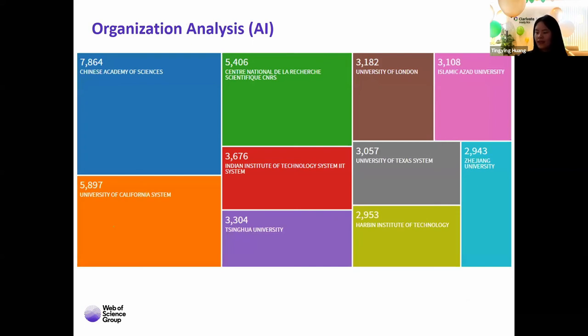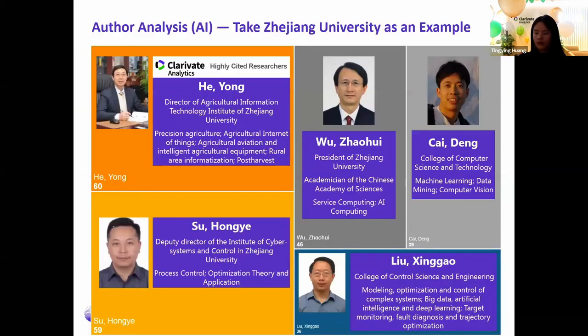Using the organization analysis, we can find the most productive organizations in the AI and deep learning areas. Just take Zhejiang University as an example to do further author analysis here. We can see the representative researchers of Zhejiang University in AI areas. It is quite interesting that the most productive researcher, Professor He, comes from an Agricultural Information Technology institution, and his research focuses on intelligent agriculture. He can be considered a good example of interdisciplinary research, and he contributes most of the papers for AI areas in Zhejiang University.